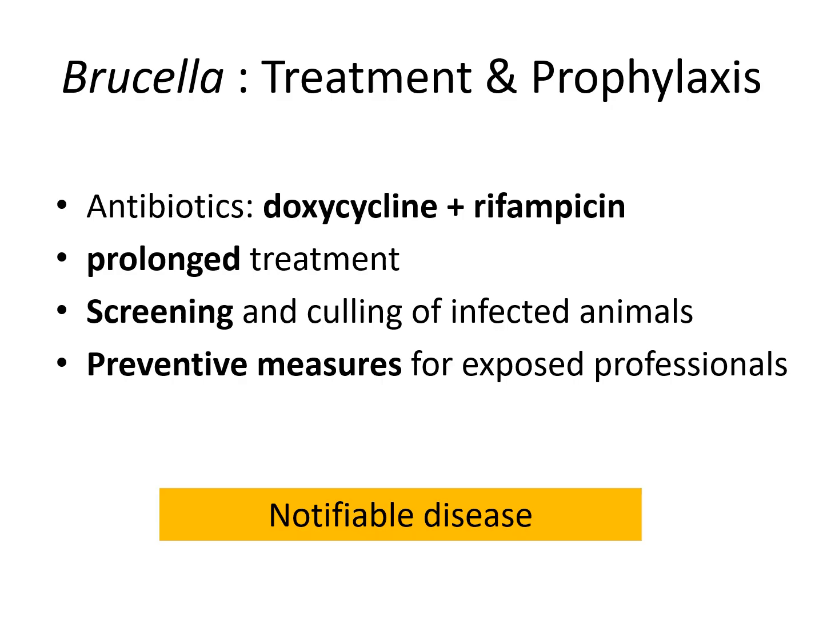For prophylaxis or prevention, the main strategy is controlling the disease in animals. This involves screening and culling infected animals. We must also implement preventive measures for exposed professionals, such as using protective equipment. And it's important to remember that brucellosis is a notifiable disease, meaning cases must be reported to public health authorities.